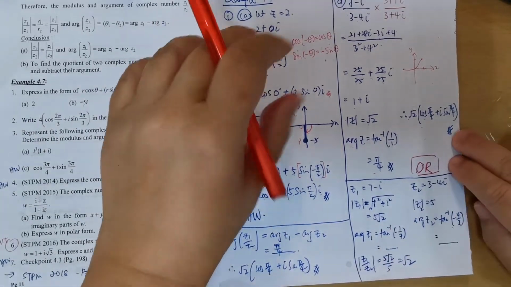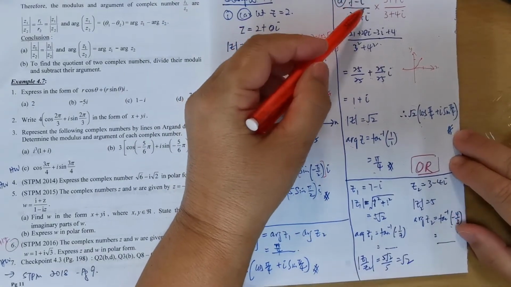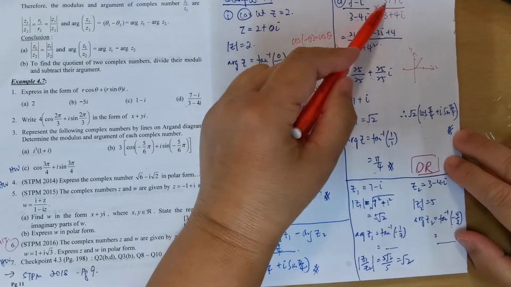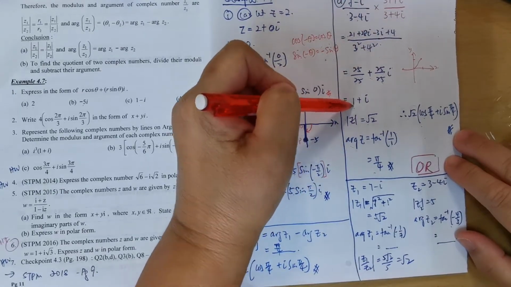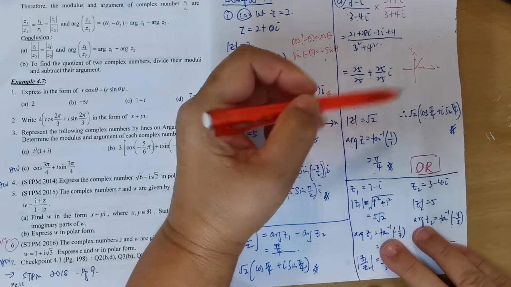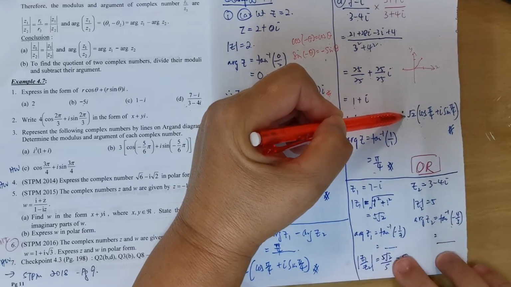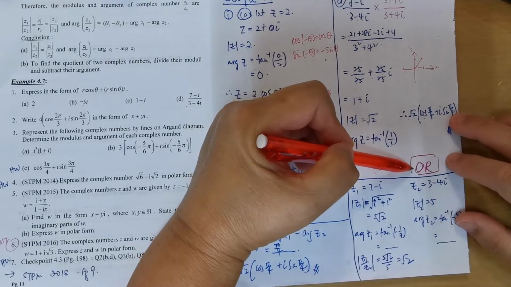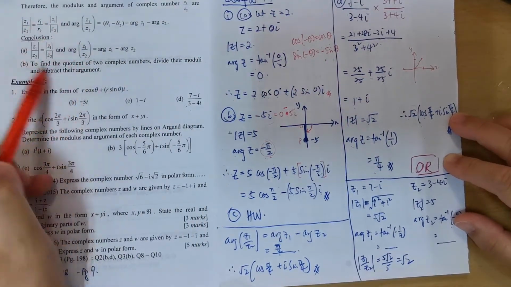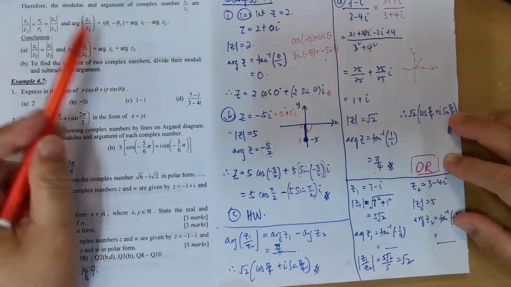Alright, so this one, we do it by using the normal way. We multiply first, we divide first, expressed in Cartesian form. Then only we find the modulus and argument so that we can write it in polar form. Now, we can use the formula. Remember this formula? We can use this formula and see how to do it.